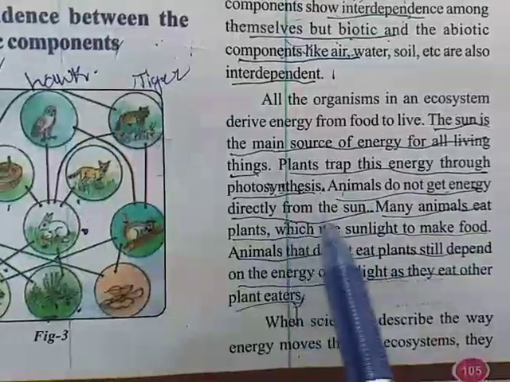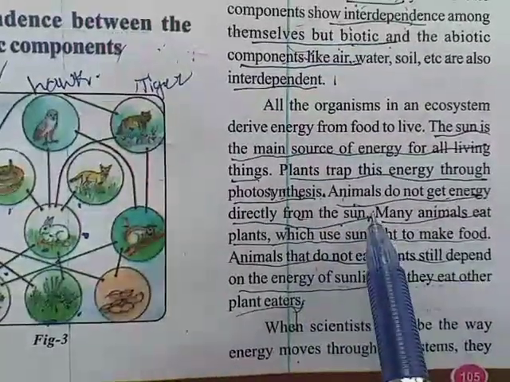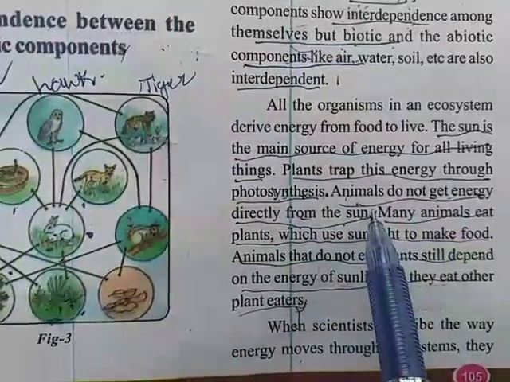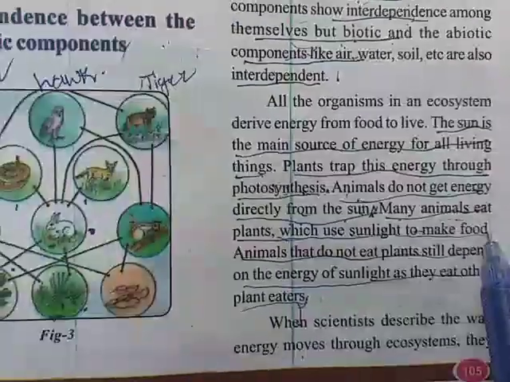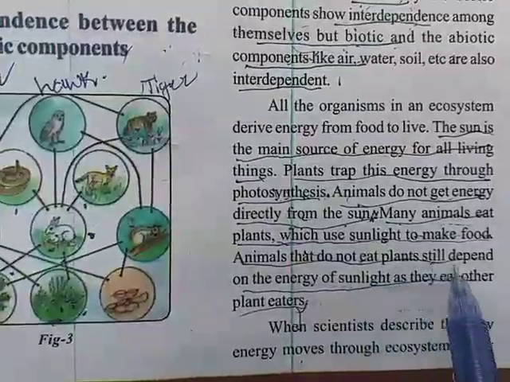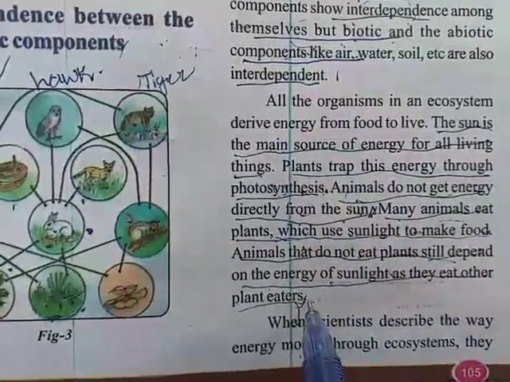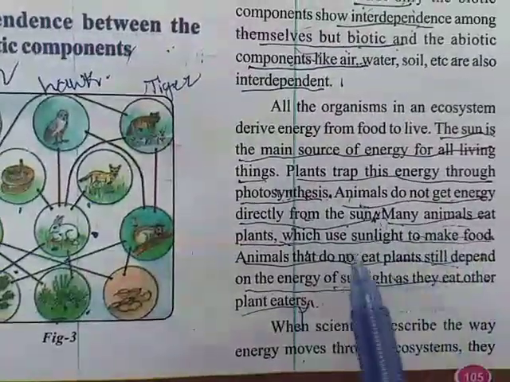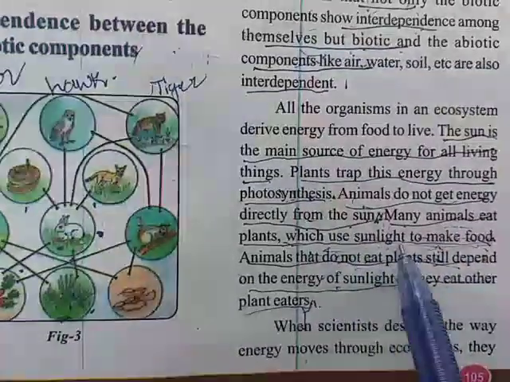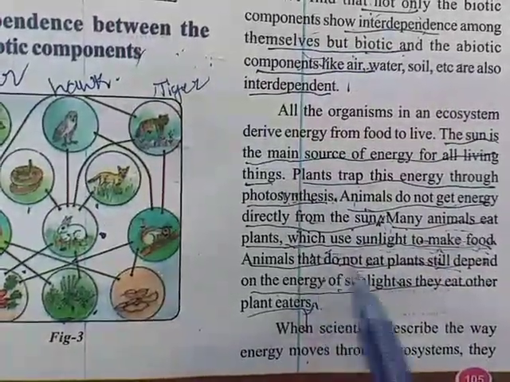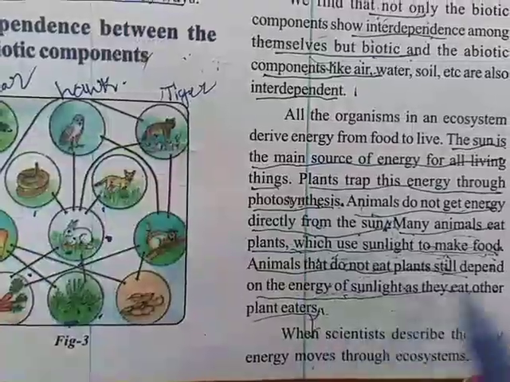Animals do not get energy directly from the sun. Why? What is the reason? We do not get energy directly from the sun because there is no chloroplast in our body. Many animals eat plants, which use sunlight to make food materials. Animals that do not eat plants still depend on the energy from sunlight, as they eat other animals that eat plants. So here we observe that plants are always eaten by animals, and the animals which do not eat plants still get the energy from sunlight.